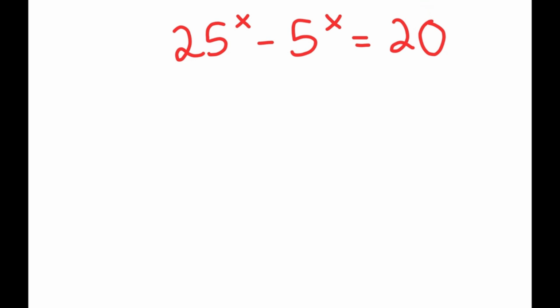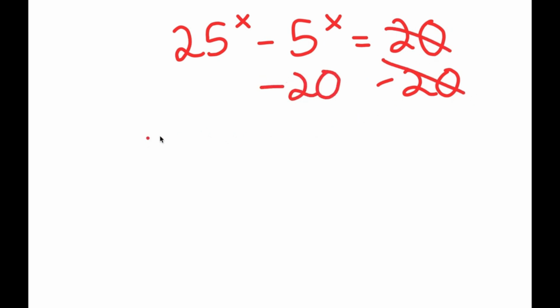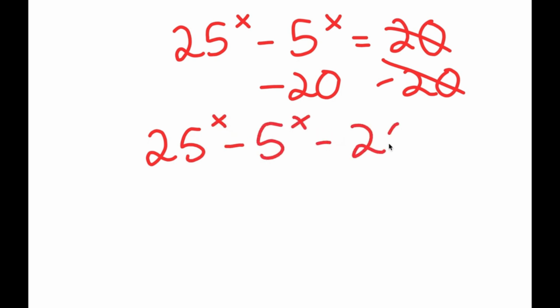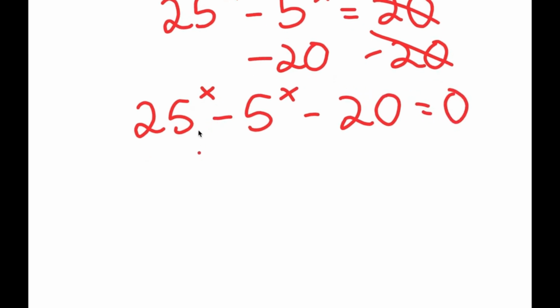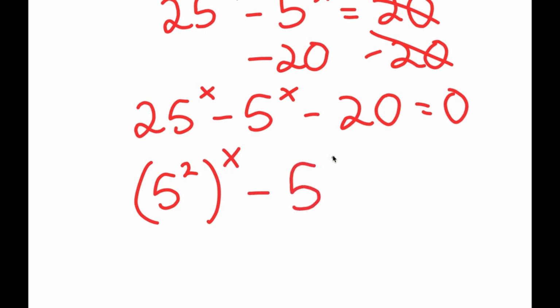So to solve this equation, I'm going to first start by subtracting 20 on both sides. Then these two cancel out, and I get 25 to the power of x minus 5 to the power of x minus 20 is equal to 0. Now 25 to the power of x, I can rewrite as 5 squared to the power of x. So I have this minus 5 to the power of x minus 20 is equal to 0.